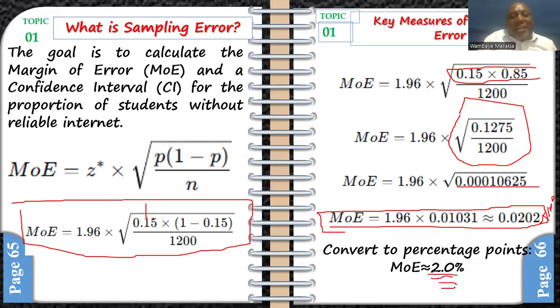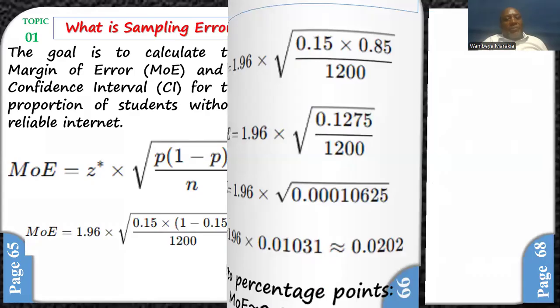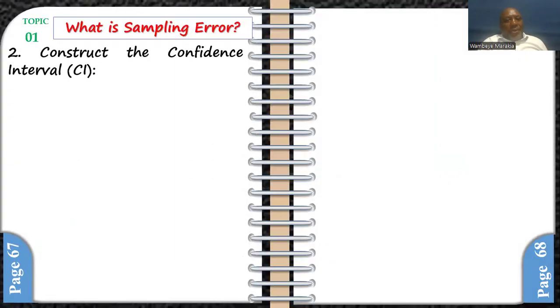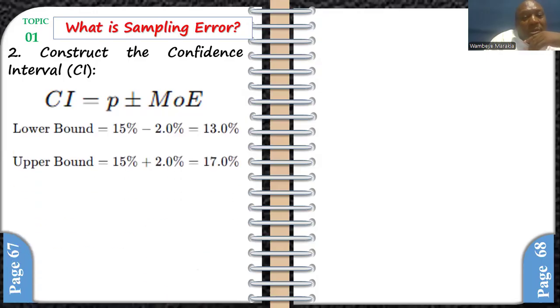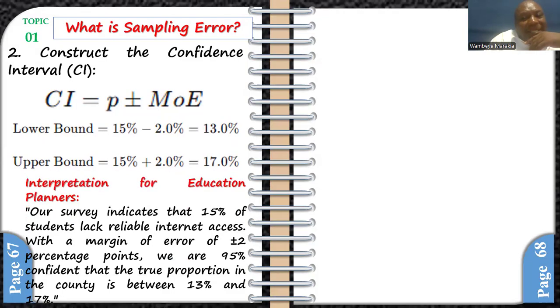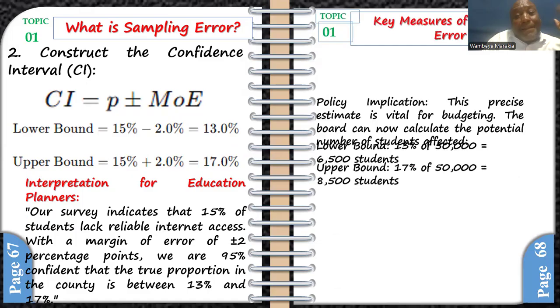Because imagine we now create the confidence intervals. To create the confidence interval, go to the proportion of students without internet plus or minus the margin of error, which is 15 minus 2 or 15 plus 2. That gives 13% or 17%. Now, our survey indicates that 15% of the students lack reliable internet access with a margin of error of plus or minus 2 percentage points. We are 95% confident that the true proportion in the county is between 13% and 17%.